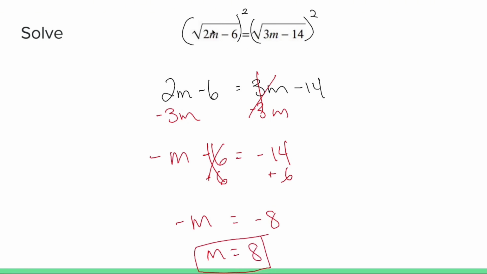Now let's go over here and make sure that that makes sense. 2 times 8 is 16. 16 minus 6 is 10, so you got the square root of 10. Right? 3 times 8 is 24. 24 minus 14 is 10, so you got the square root of 10. No negatives to be nervous about. Everything checks out. Everybody wins.